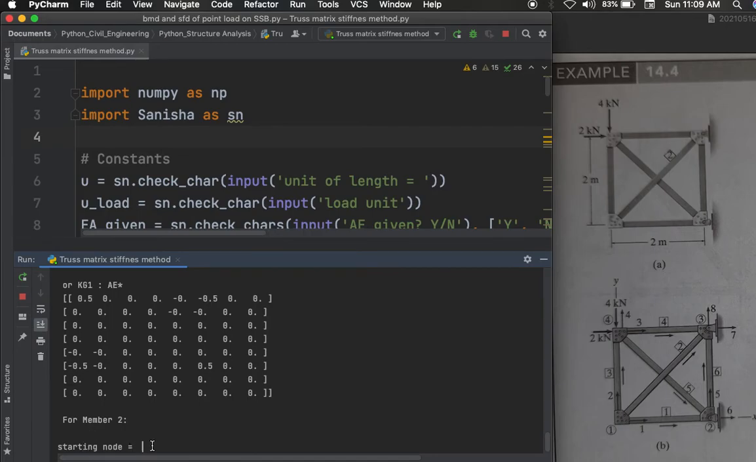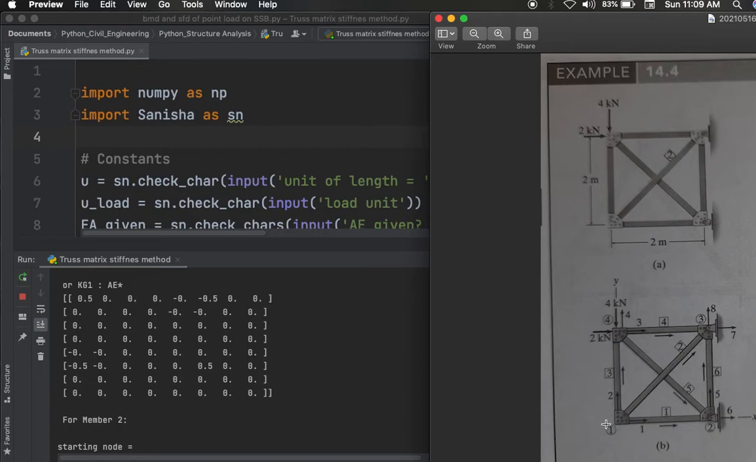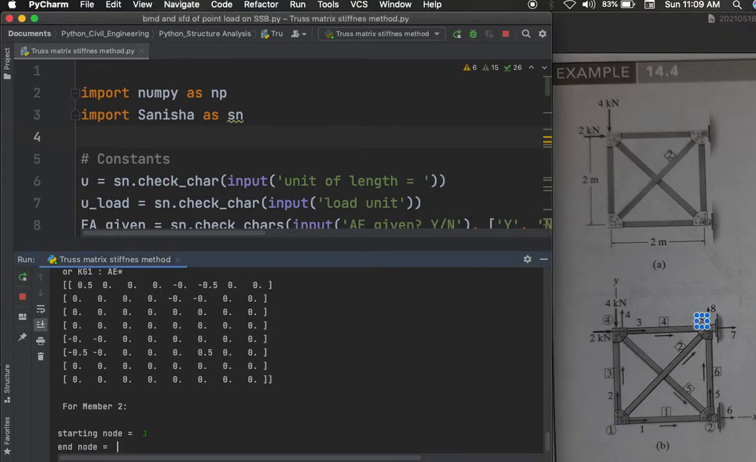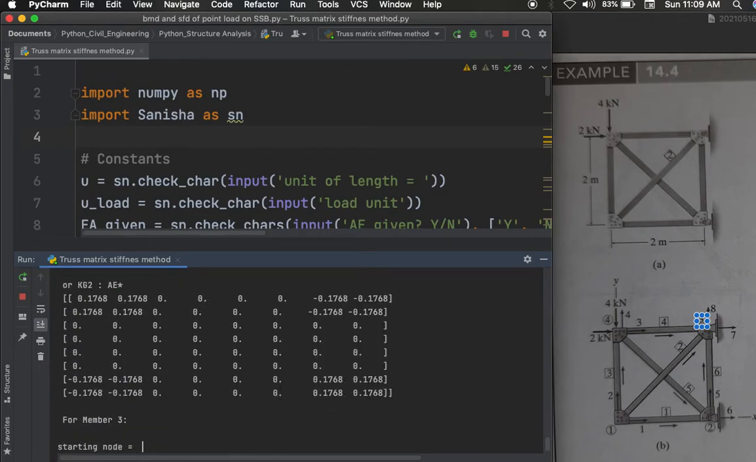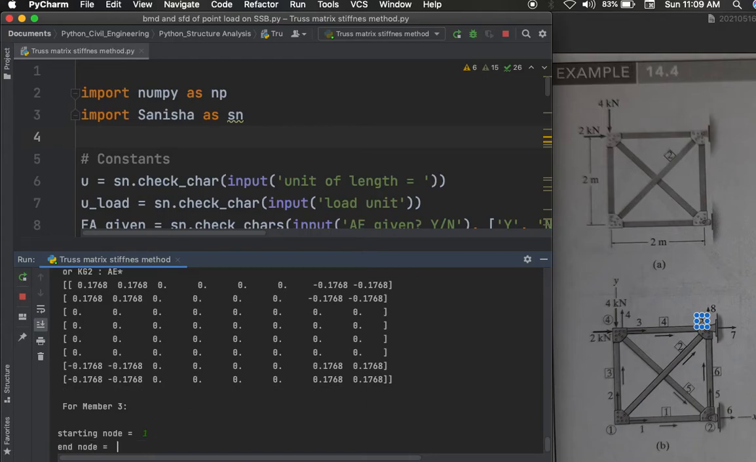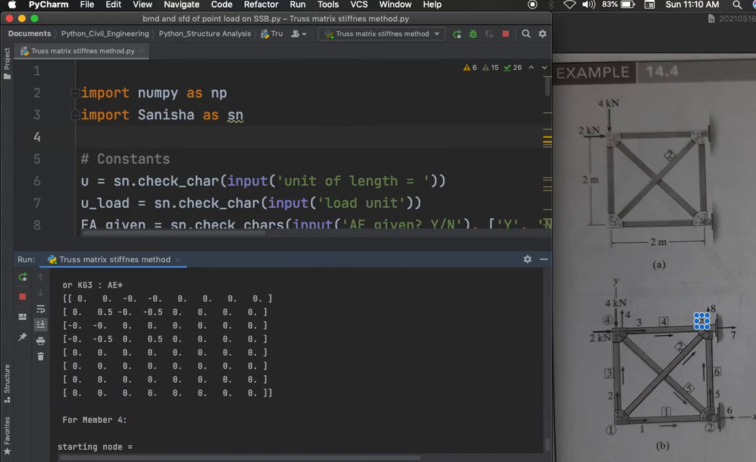Similarly, member 2 starts with node number 1 and ends at node number 3. So the starting node is 1, the ending node is 3. This is for member number 2. For the third member, the starting node is 1 and the end node is 4. Okay, this is the third member.